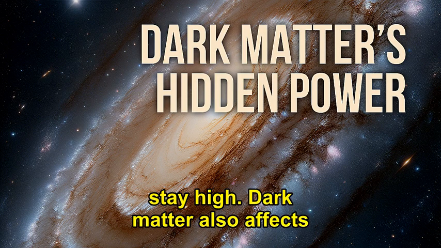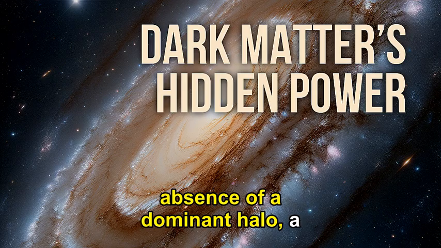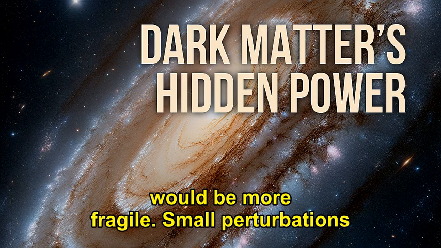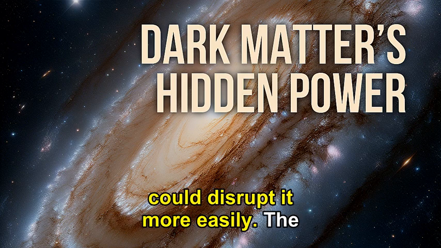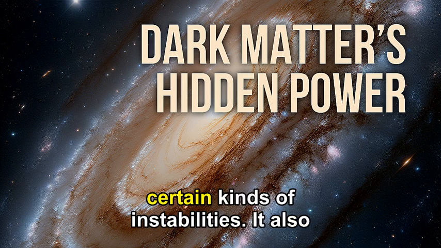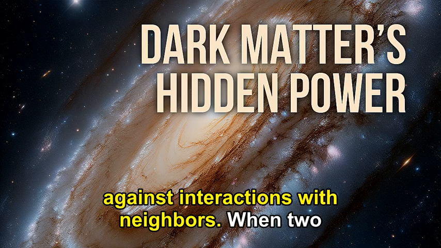Dark matter also affects the shapes of galaxies. In the absence of a dominant halo, a rotating disk of stars and gas would be more fragile. Small perturbations could disrupt it more easily. The halo's gravity stabilizes the disk against certain kinds of instabilities. It also helps to keep the galaxy bound against interactions with neighbors.